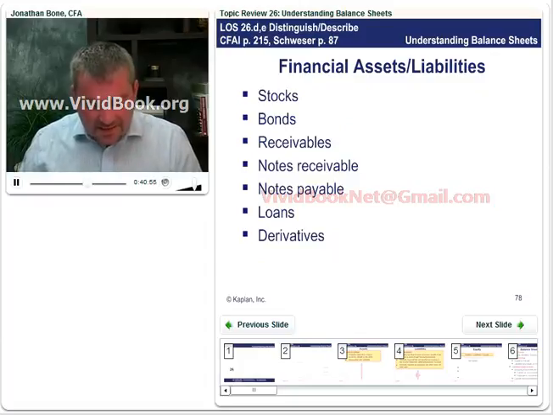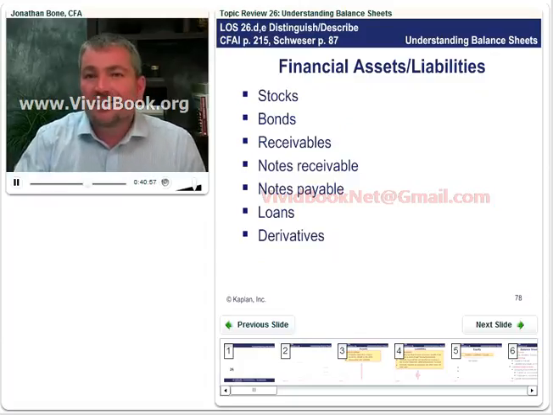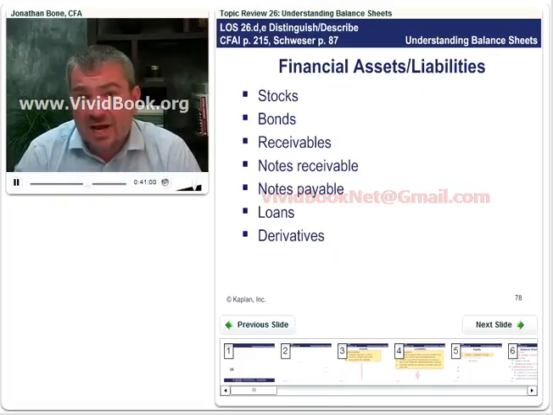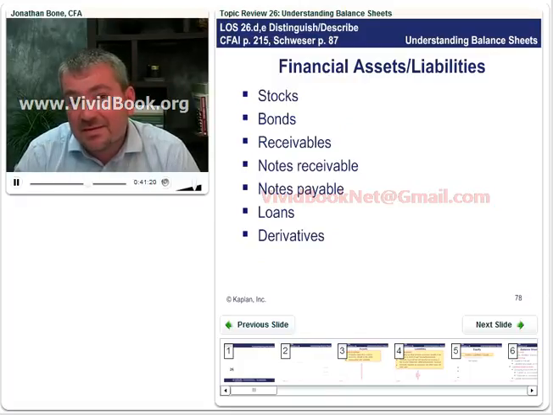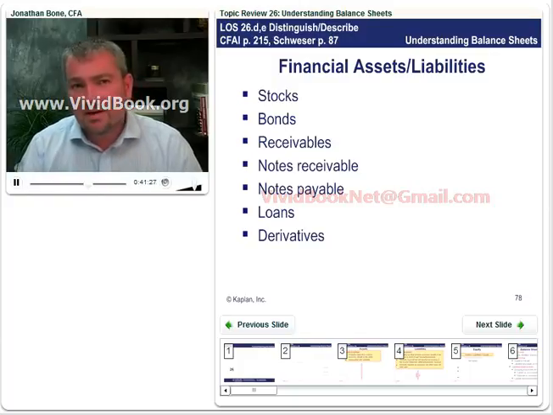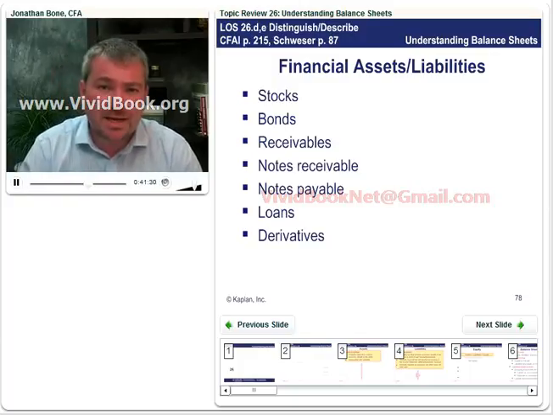Right, let's have a look at some financial assets and liabilities. Stocks, of course, refers to equity, shares. Bonds are really IOU instruments, debt instruments. Receivables are typically amounts that are owed to us by our customers. Notes receivable, short-term interest-bearing debt. Notes payable, short-term interest-bearing debt that the company has issued. Loans, bank loans that we've taken out with banks, and derivatives, being futures, forwards, options, and swaps.